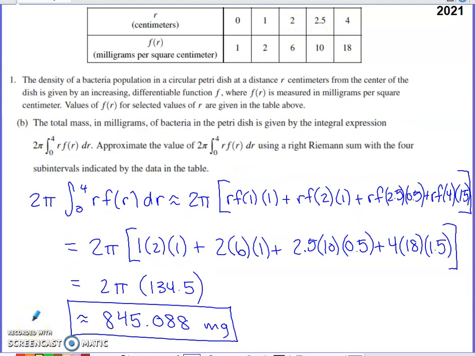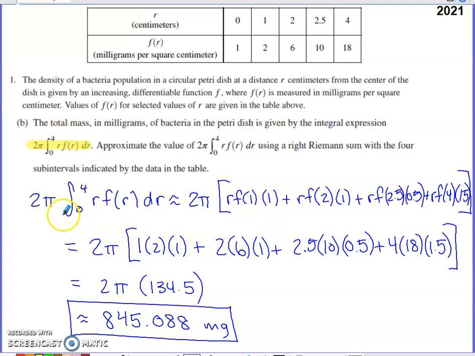Part B says that the mass, measured in milligrams, of the bacteria is given by this integral expression. We are asked to approximate that expression using a right Riemann sum with subintervals indicated by the data in the table. This is kind of weird because normally when we do a Riemann sum, we just have the function that we have data points for within the integral. In this case, we have the radius times the function. So this is going to look a little bit weird, but it should make sense once we start getting into the calculation here.